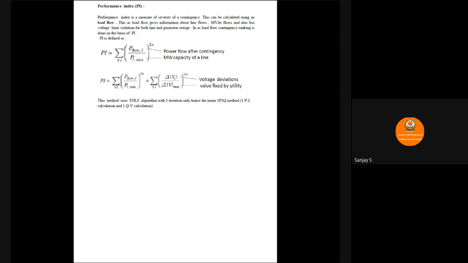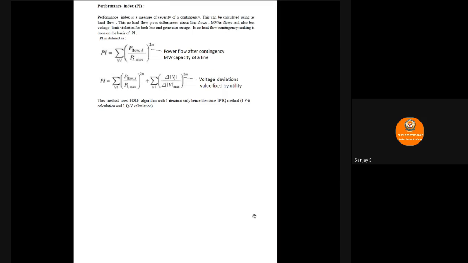This ratio of performance index pertaining to power as well as voltage, if added together, will give us the actual performance index, which is PI. So contingency ranking will be done based on PI in AC load flow. Depending on A and D factors, severity will be decided in DC load flow. So this completes the concept of power system security.